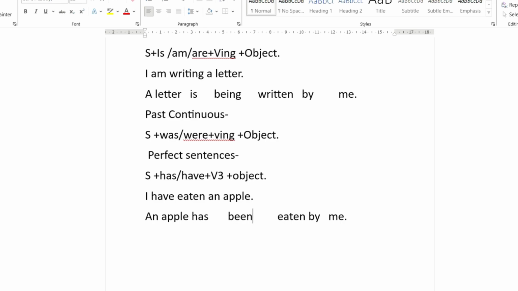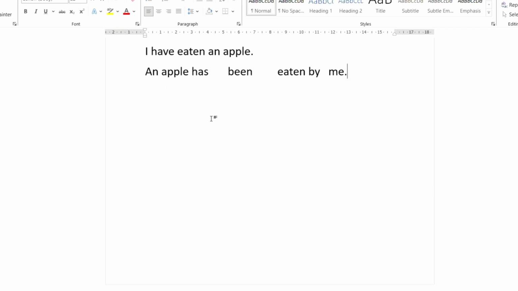I will have eaten an apple by tomorrow. By tomorrow, an apple will have been eaten by me. So I hope you have understood perfect sentences. Now let's take up a little tricky topic, that is how to change imperative and interrogative sentences into passive.